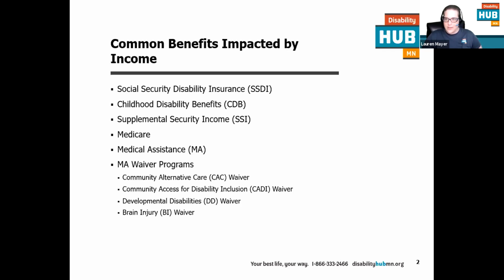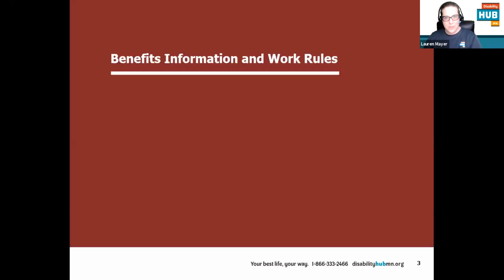And then on the healthcare side, we're going to talk about Medicare as well as Medical Assistance or MA, and with Medical Assistance, the MA waiver program. The Community Access for Disability Inclusion waiver, or the CADI waiver, is most common. There's also a developmental disabilities DD waiver, a brain injury BI waiver, and then the least common of all is the Community Alternative Care or CAC waiver. So those are all going to be under the umbrella of the waiver. That is all that we are going to try to get through today.